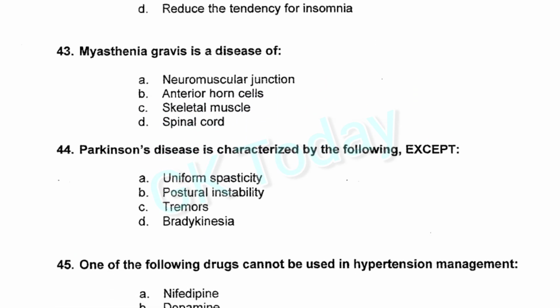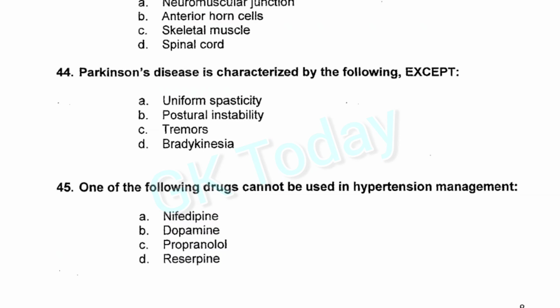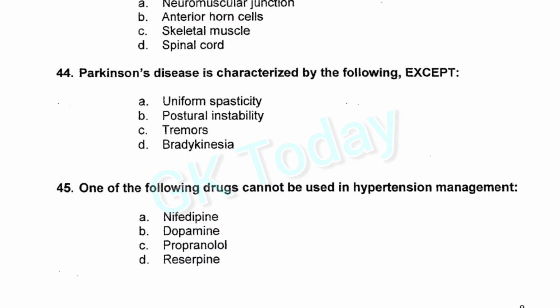Question number 44. Parkinson's disease is characterized by the following except? Correct answer is uniform spasticity. 45. One of the following drugs cannot be used in hypertension management. Correct answer is option B, dopamine.